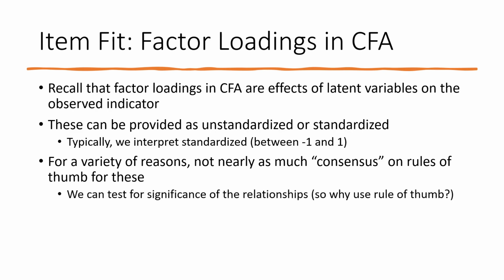One is we can test for the statistical significance of the relationship. So if I already know that the item is significantly related to the underlying factor, do I need a rule of thumb? What does a rule of thumb really add?